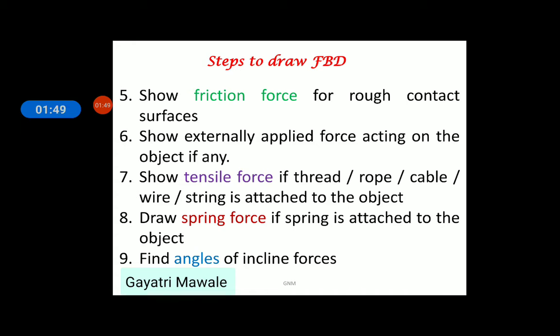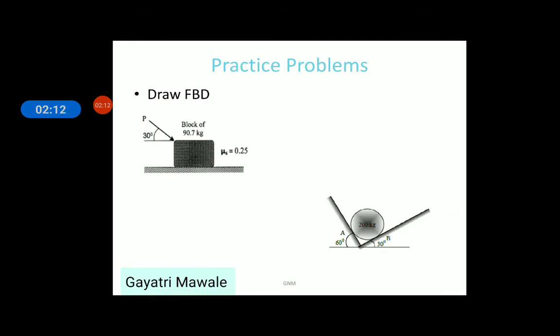Show tensile force if thread or rope or cable or wire or string is attached to the object. Show spring force if spring is attached to the object. Finally, find angles of inclined forces if any. If you follow these steps, you can easily draw FBD of given object.